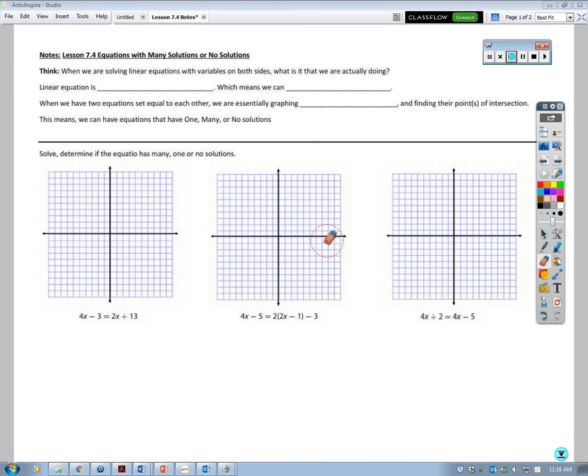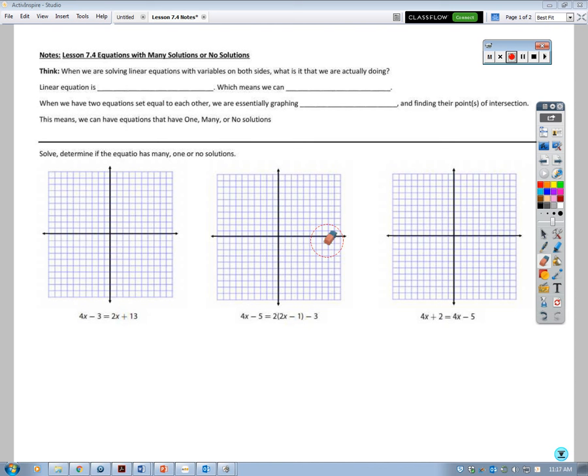I am here with lesson 7.4, notes, equations with many solutions or no solutions. What we're doing is building on lessons 7.1, 7.2, and 7.3, and we are now seeing what exactly it is that we are doing when we are setting these equations equal to each other, and going further and seeing that some of these equations have many solutions, some of them have no solution, some of them have one solution.